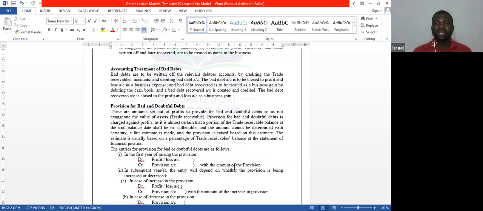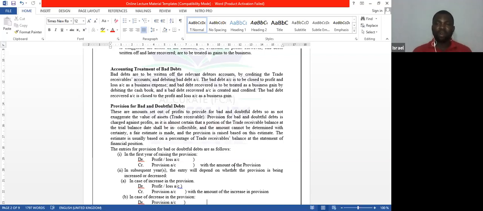The first one is that when the customer pays, the bank receives. So you debit the bank account because the bank is receiving, and you open an account, then you call it bad debt recovered account. Then you credit it. That account is what we call a gain account. It will be on the credit side of your statement of profit or loss account because it's a gain. Because you were supposed to have written it off, but you are collecting it back. So that is the first method.